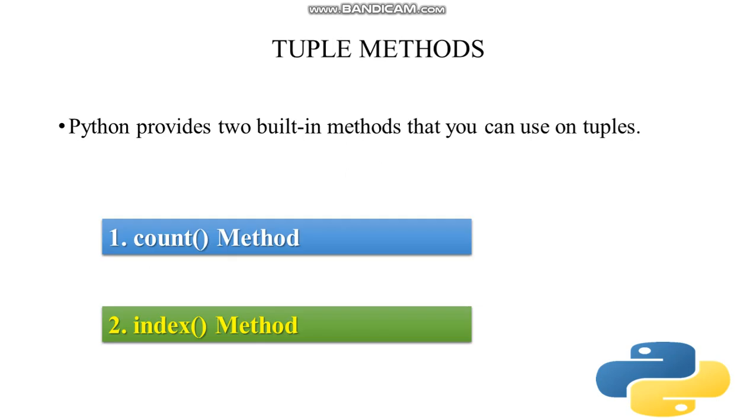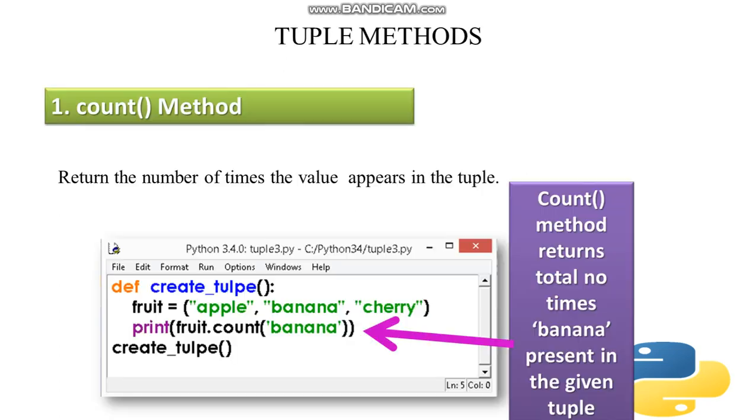Next we have some tuple methods. So tuple provides two built-in methods. One is count and second is index. Count method returns us how many number of times the particular value is present in that tuple.